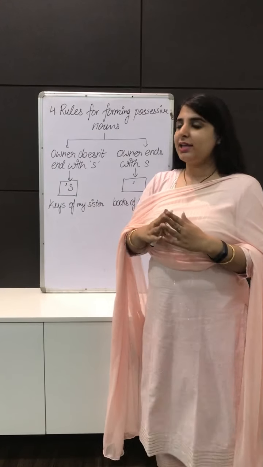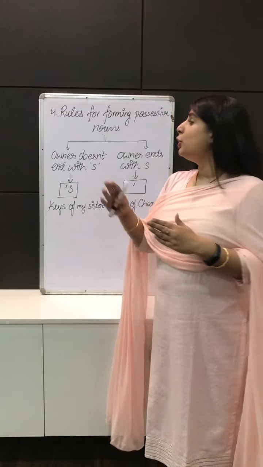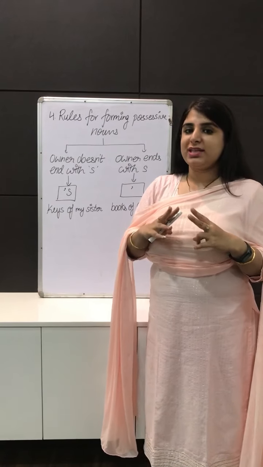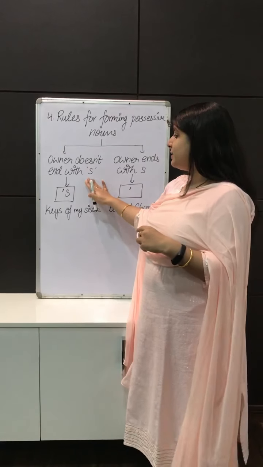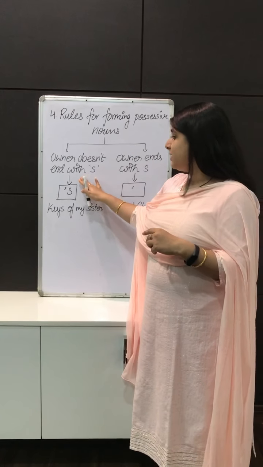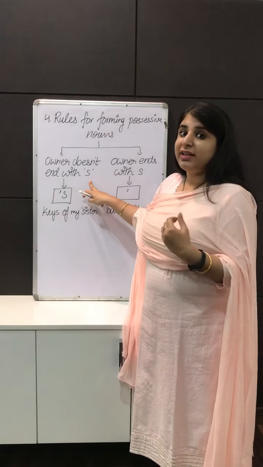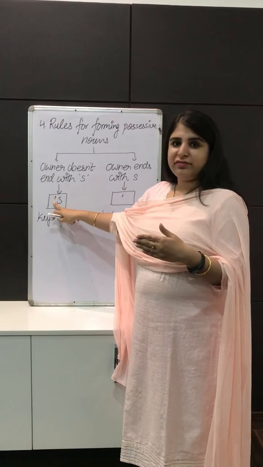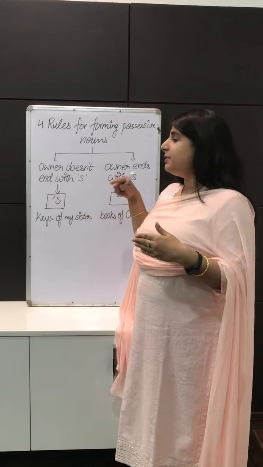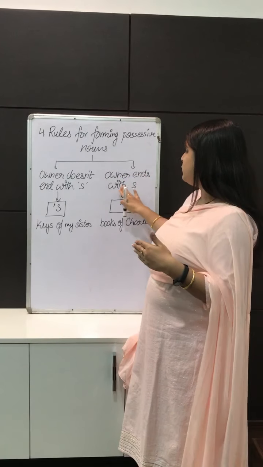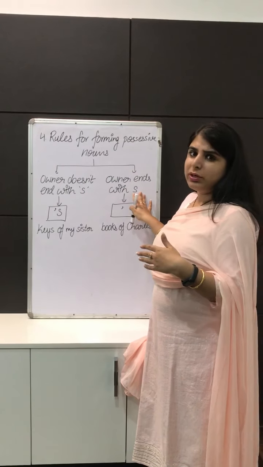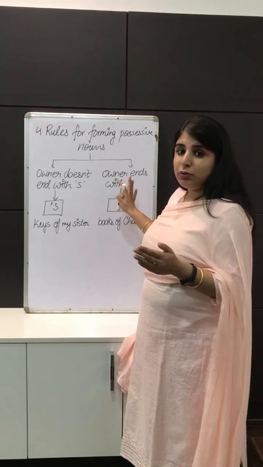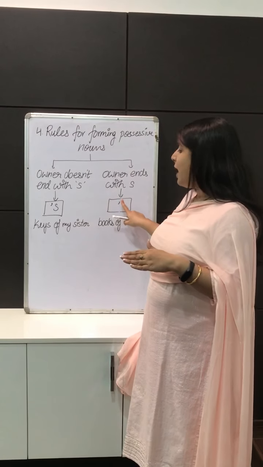So here is the last topic under possessive nouns. Rules for forming possessive nouns. So there are two golden rules for possessive nouns. The first one is that the owner doesn't end with an S. So if it doesn't end with an S, because there's no S, we are going to put an apostrophe and an S. And the second rule is that the owner ends with an S. So because the owner already ends with an S and there's an S already present, we are not going to put an S, we are just going to put an apostrophe.